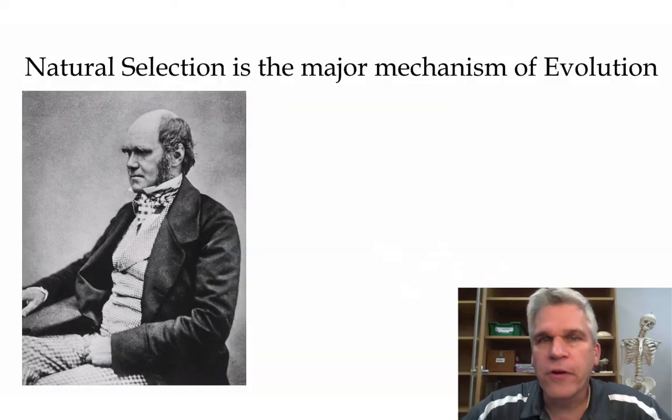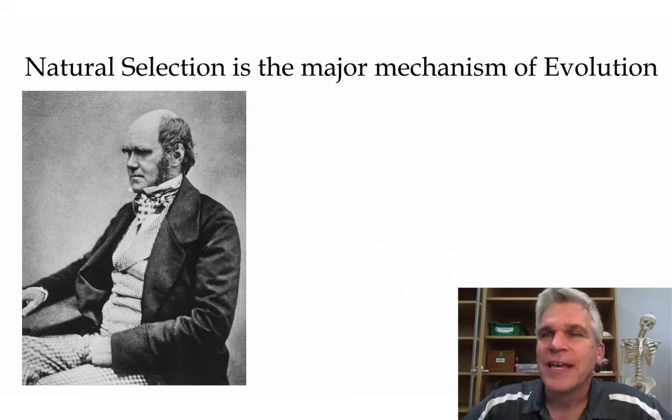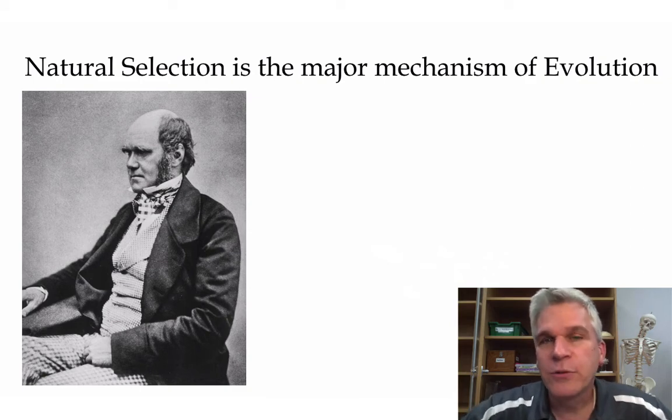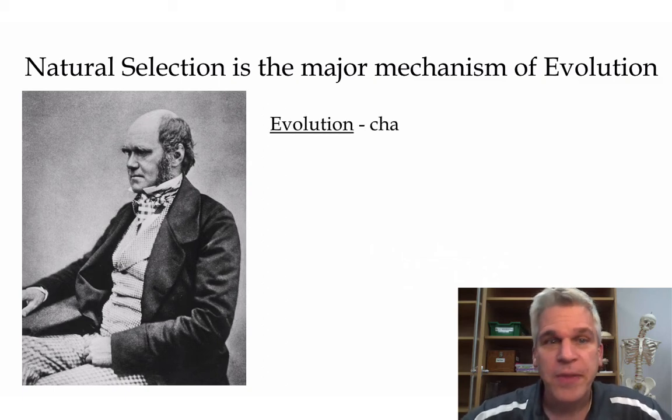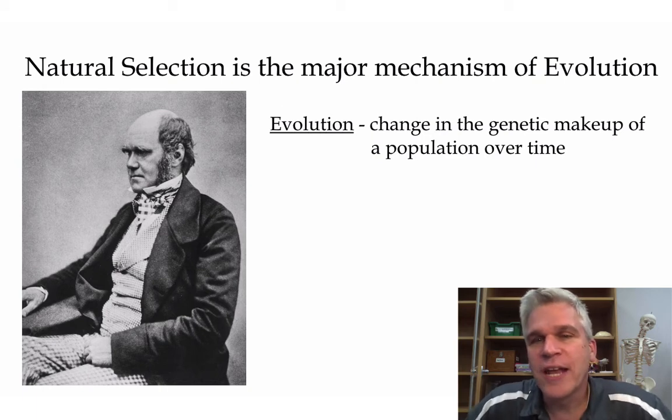This is just going to be a very quick refresher about natural selection because you've all had it in your bio class. Natural selection is the major mechanism of evolution. It was first proposed by Charles Darwin in his book, The Origin of Species. And just to give us a definition, evolution is the change in genetic makeup of a population over time. Natural selection is just the way in which evolution can take place.